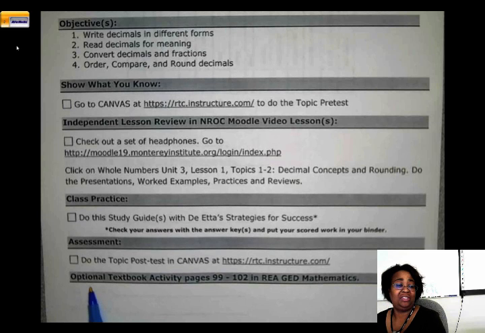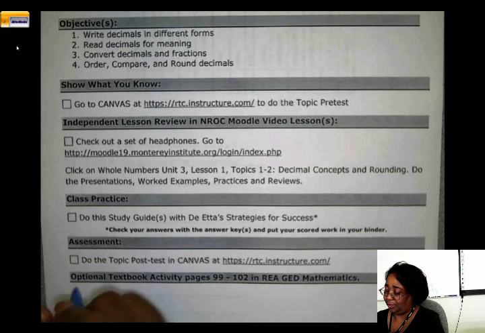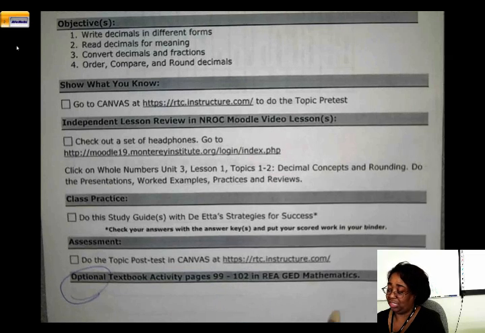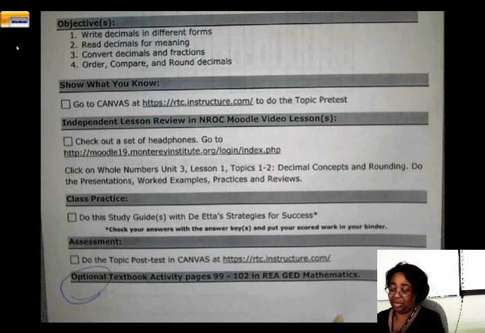If you did go get the GED textbook, even though it was optional, you don't have to do it, then this same topic is on pages 99 through 102, and you can do the problems there and check the answers there. Because some of you are GED bound and want that extra practice. That's okay. I think I give you plenty of practice though.